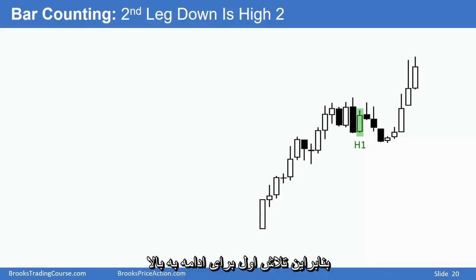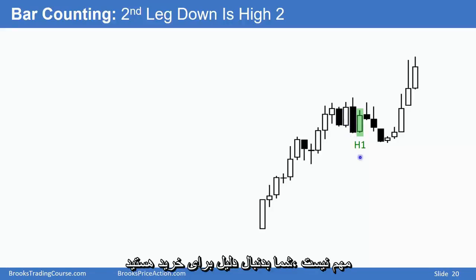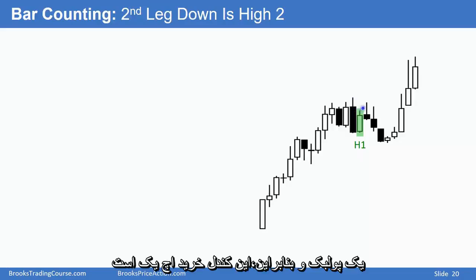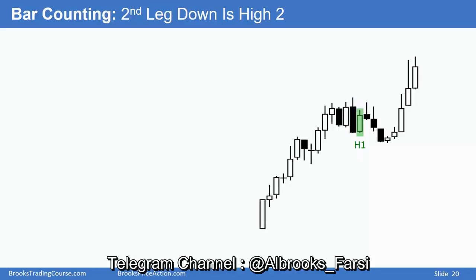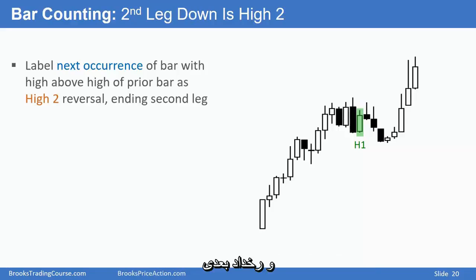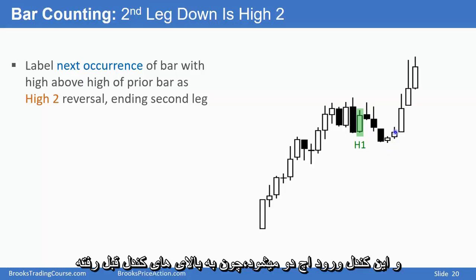So the first attempt to resume up makes this a high 1. Again, you could call it a high 2. Doesn't matter. You're looking for reasons to buy. Let's say we got a new high, a pullback, so a high 1 buy. And the next occurrence of a bar going above the high of the prior bar is a high 2. So we tried to resume up. We failed. We went down again. And this becomes a high 2 buy signal bar. And this becomes a high 2 entry bar because it went above the high of that bar.